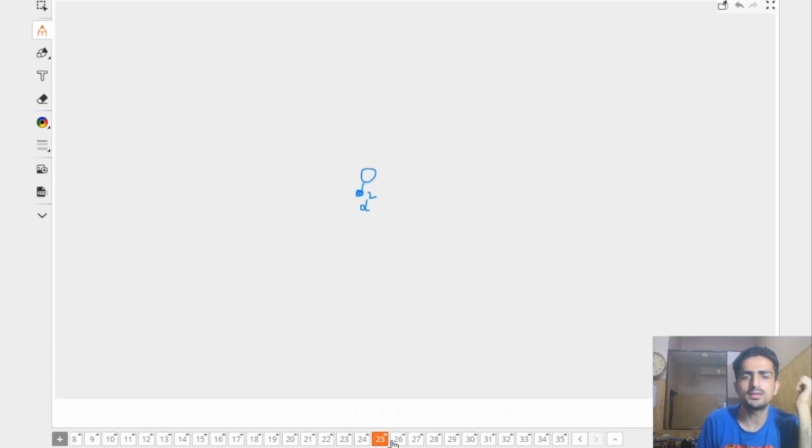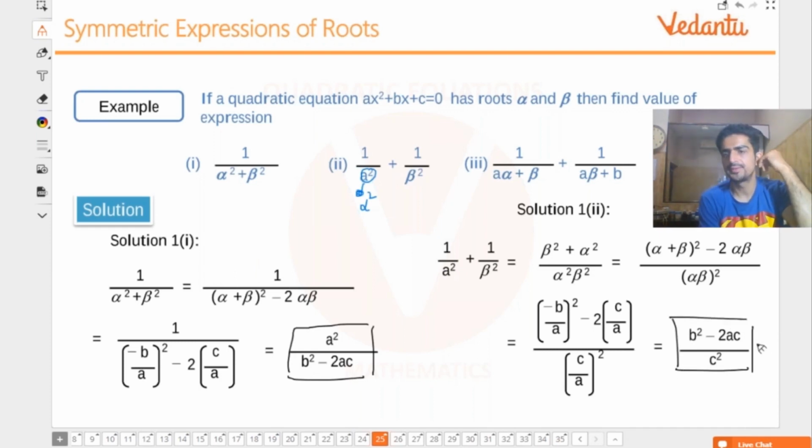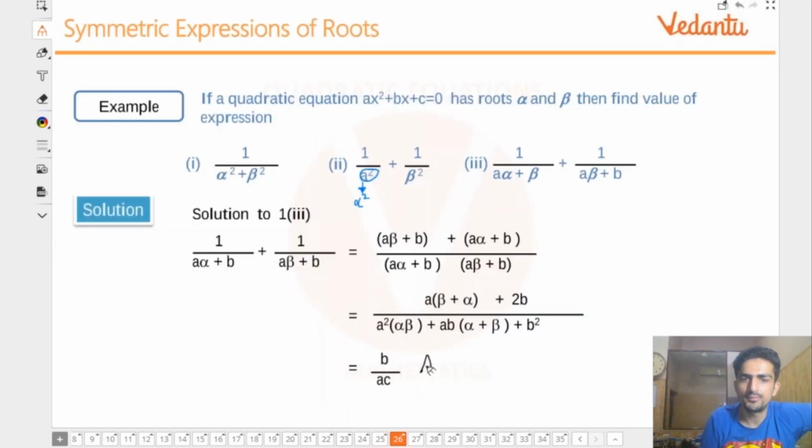So beta, these are the answers. Match your answer. First answer is a square upon b square minus 2ac. Second is b square minus 2ac upon c square. Anybody having doubt in second part? Very good, Rajneesh. And now this is the answer to third problem. Just see if anybody has doubt.